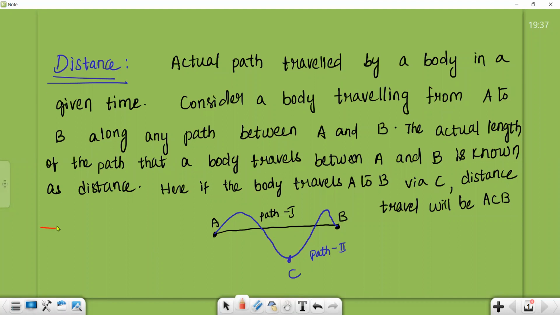So distance is a scalar quantity. This is very, very important. You have to remember, distance is a scalar quantity. So what is scalar, students? What is vector? Two kinds. Scalar means which has no direction, only size or magnitude. It is called scalar quantity, like distance.